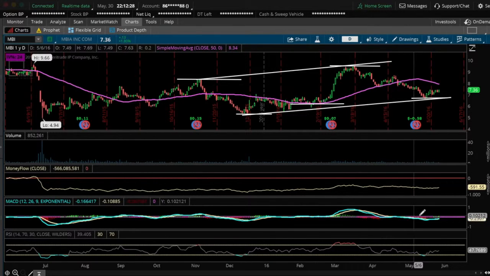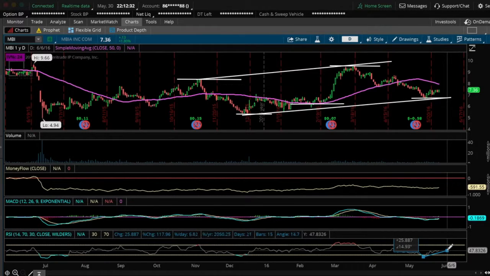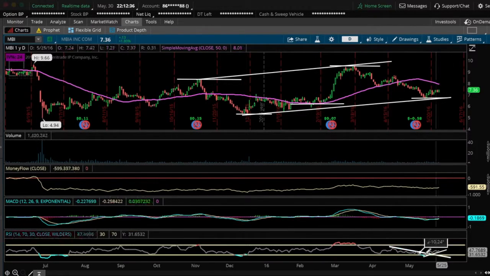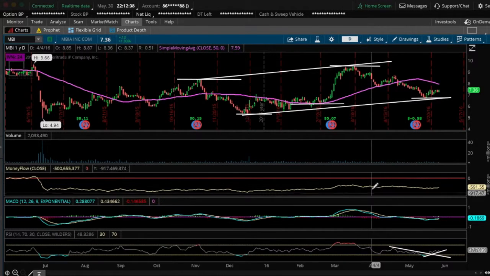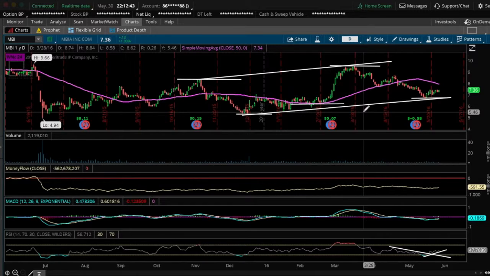And on the MACD, we do see some bullishness over here. Again, we have a little uptrend on the RSI. Broke out of this downward pattern over here. And if you read the blog post, you'll see what we talk about and how we feel. And we are very bullish on this.